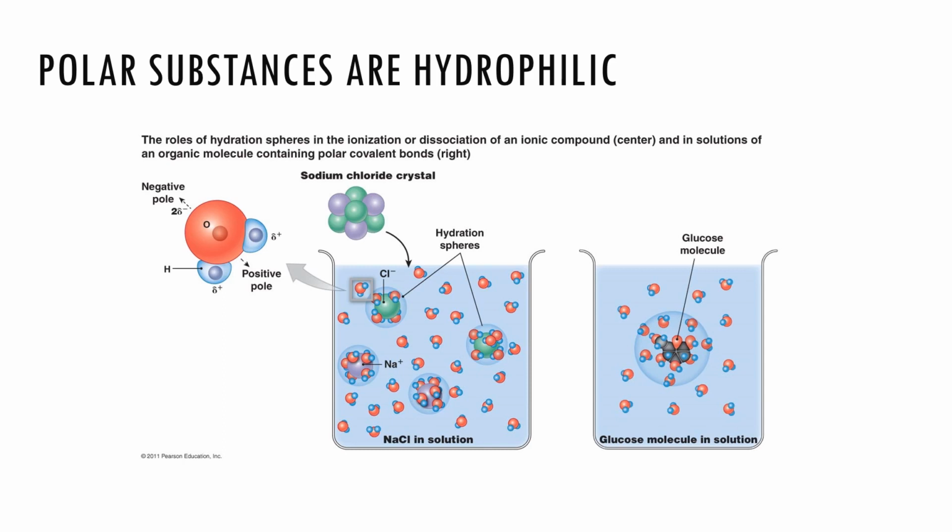Polar substances are also hydrophilic. And you can see the role of hydration that forms in the spheres in the ionization of an ionic compound and in the solution of an organic molecule containing a polar covalent bond. So now we can see glucose molecules in solution and the hydration spheres that are forming around sodium chloride in solution. Polar substances being hydrophilic are going to be important when we get to talking about the cell membrane and things that can get across the cell membrane.